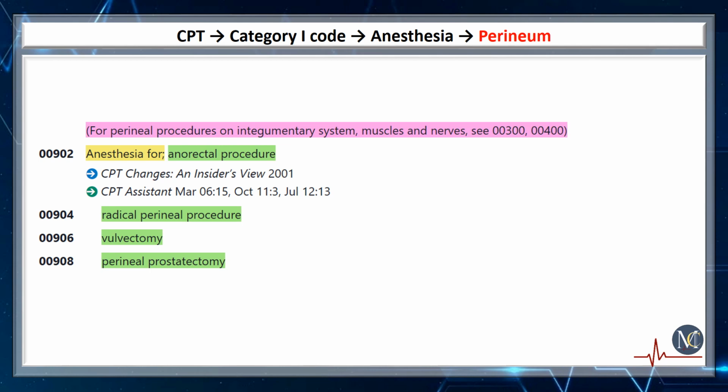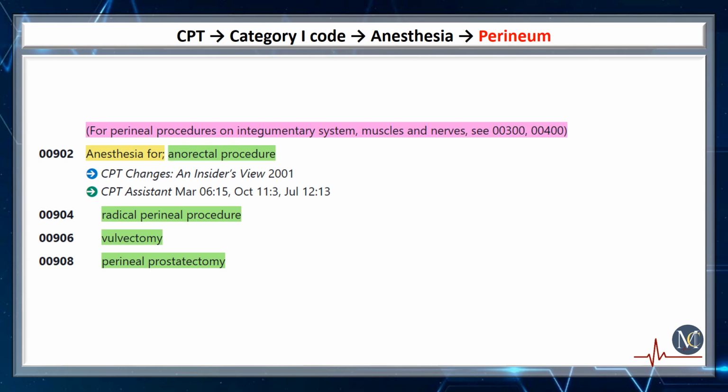The perineum is a tiny patch of sensitive skin between the genitals, the vaginal opening or scrotum, and the anus, and it is also the bottom region of the pelvic cavity. First code is 00902, anesthesia for anorectal procedure. Ano means anus, rectal means rectum. The provider performs anesthesia services for a procedure involving the anus and rectum.